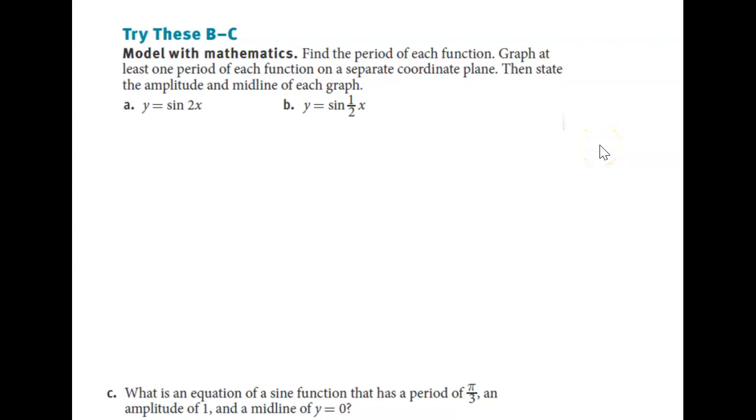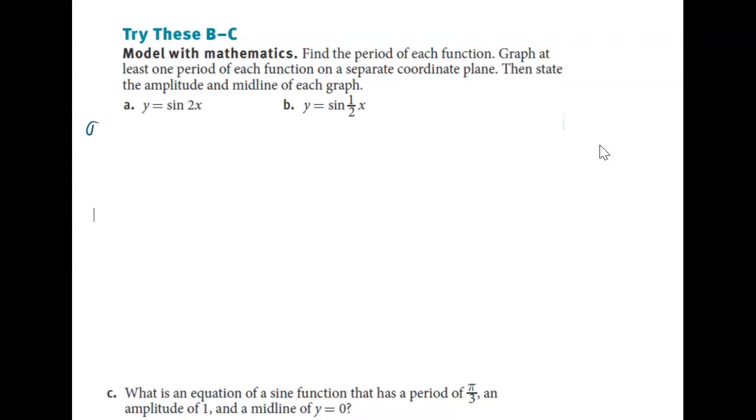Alright, so again, if you want to read through example B and example C in your books to get an idea of how to graph a sine function when we have a change to B, which would be a horizontal stretch or shrink. And what I'm going to do is go ahead and show you a couple examples. So the first thing we're going to do is try these B, C, letter A.